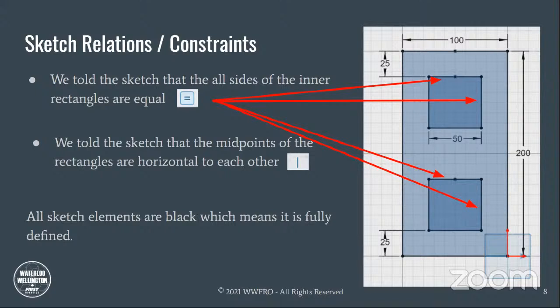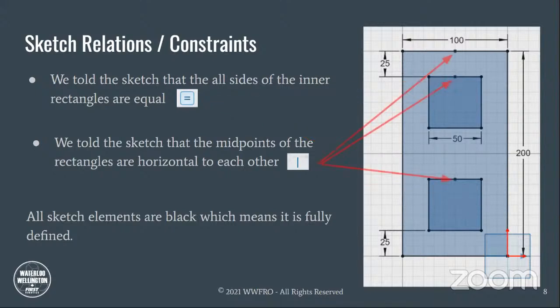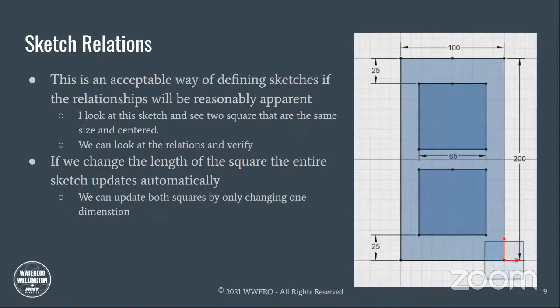But you'll notice there's some little dots on a couple of the rectangles as well. We've also told it that the midpoints of all those rectangles are horizontal to each other. So with just one measurement for height now, and they'll always be centered, the nice thing that this allows us to do is, say if we want to change the dimension of that inner rectangle, now instead of having to go through and change each of the 50 millimeter ones, we can say that one is 65, and the entire sketch will automatically update.